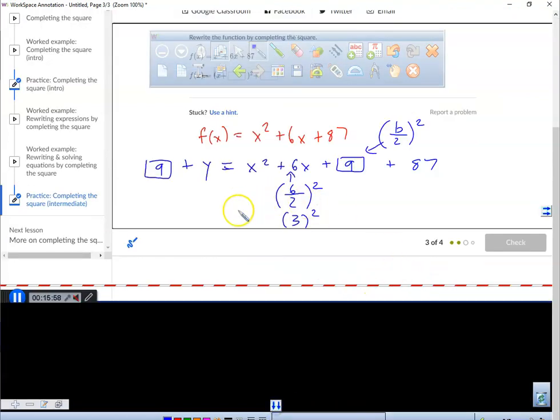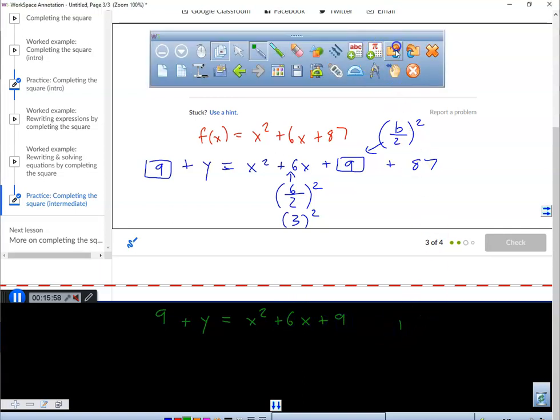Okay, we're almost done. So here we go. We've got a 9. That's too dark, so I'm changing it to green. All right, so we have a 9 plus y equals x squared plus 6x plus 9 plus an 87 way over here. But do not combine those, okay? The whole purpose of this was to get this guy. You see him? Which is right here.